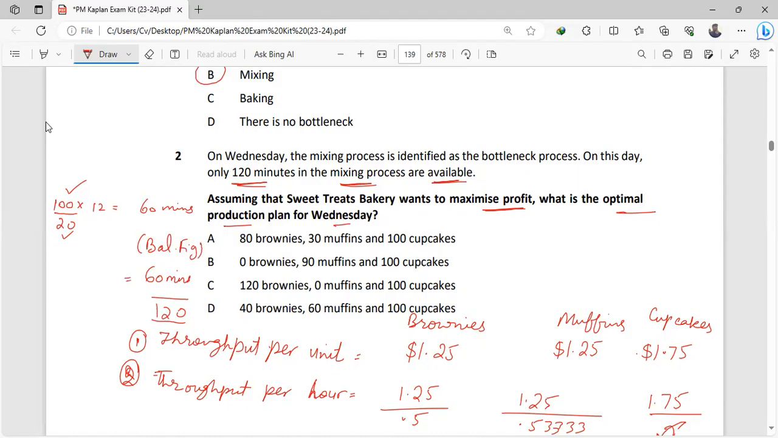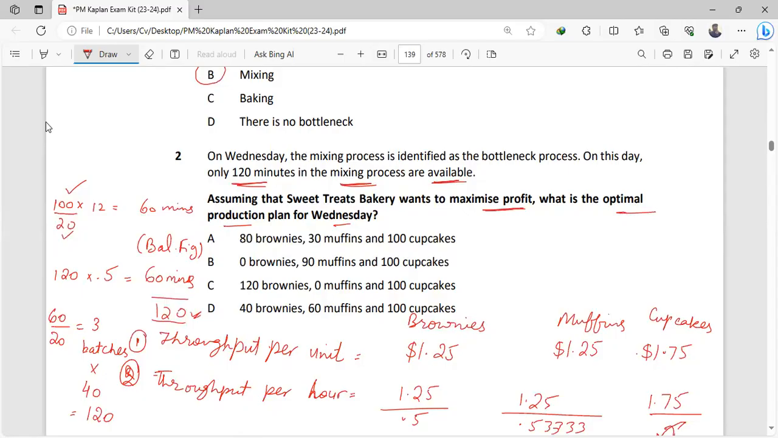Each batch requires 20 minutes. So, first of all, I would say 60 divided by 20. I can produce 3 batches of brownies. And each batch contains 40 brownies. So in total, I can produce 120 brownies. Previously I determined that one brownie needs 0.5 hours per unit. So if you multiply 120 by 0.5, you will get 60 minutes. So now we can utilize the full 120 minutes.